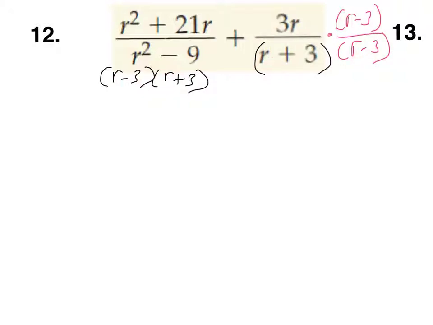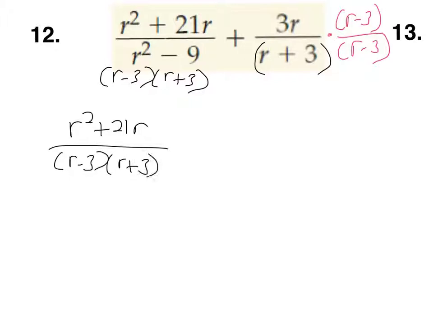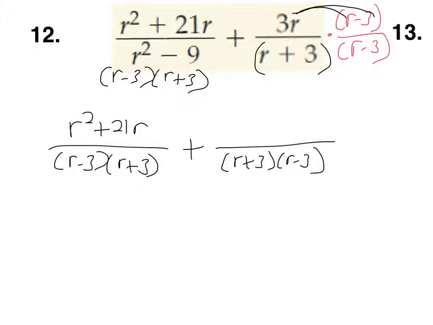So it's like we're not really going to change the first fraction very much. We did factor it, but that's not really changing it. That is just changing the way it looks. But we are going to change the second one. Now the second one is going to become r plus 3 and r minus 3. On top, I have to distribute to multiply that in. So I'm going to get 3r squared minus 9r.